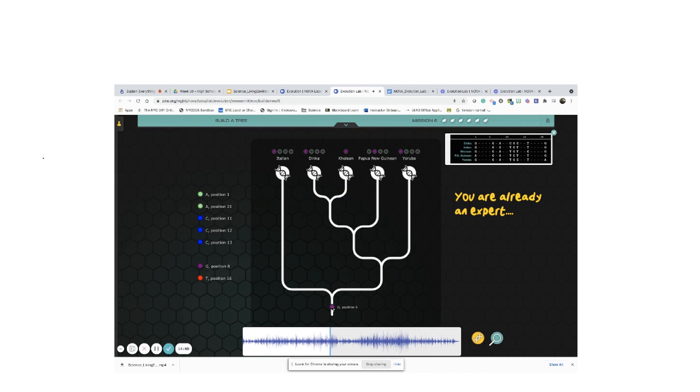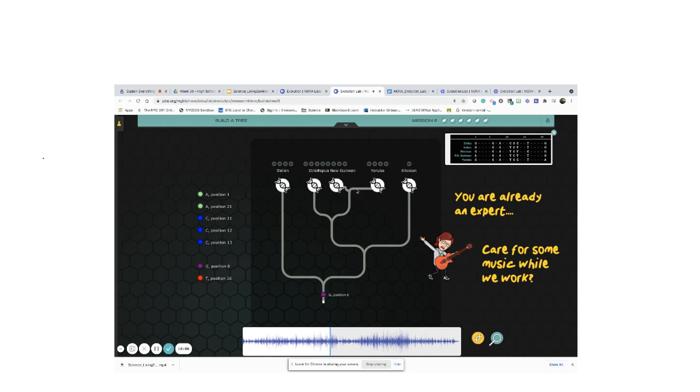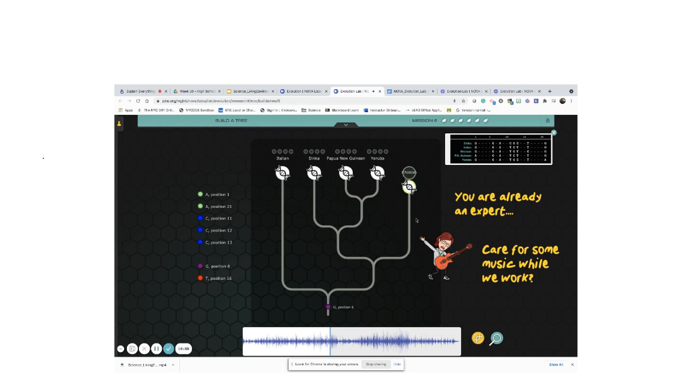Okay. Also, it seems that Khoisan, which only has one line, split off before the other ones. So it seems that all of them have a T in position 16 except for Khoisan. Position 16. That must be the other farther ancestor.